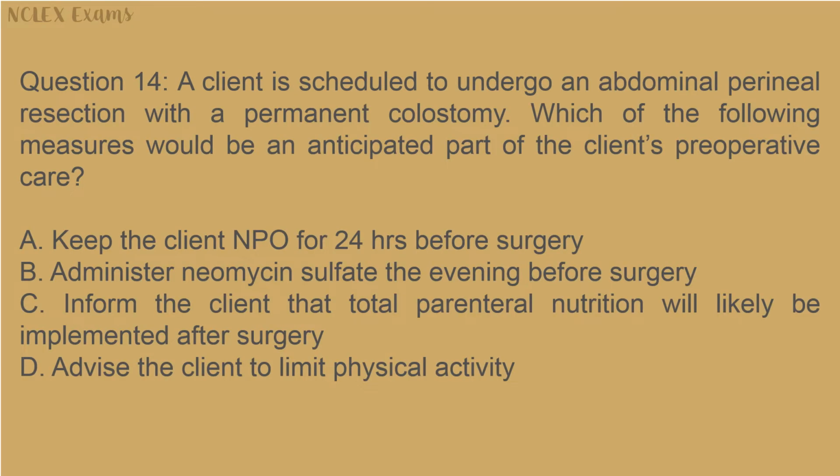Question 14. A client is scheduled to undergo an abdominal perineal resection with a permanent colostomy. Which of the following measures would be an anticipated part of the client's preoperative care? A. Keep the client NPO for 24 hours before surgery. B. Administer neomycin sulfate the evening before surgery. C. Inform the client that total parenteral nutrition will likely be implemented after surgery. D. Advise the client to limit physical activity.